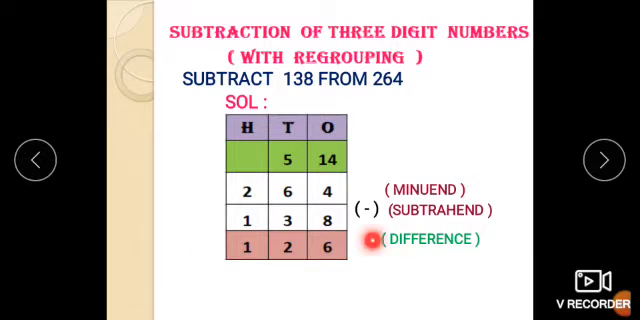First we subtract in the ones column, 4 and 8. 8 is greater than 4, so we need to borrow from 6 tens. So 1 ten plus 4 is equal to 14. So 8 subtracted from 14, the answer is 6.